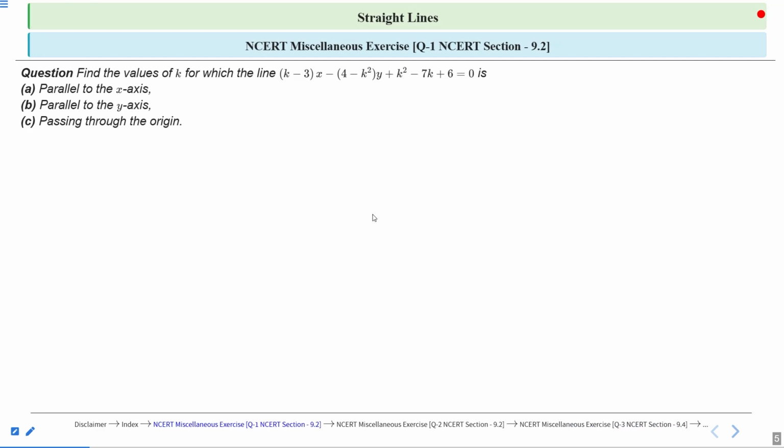Basically, in this question, we are given the equation of the line, and then we are given conditions. This equation of the line is parallel to the x-axis, and we have to find the value of k. And then if this equation is parallel to the y-axis, what is the value of k? And third, in part C, if this equation is passing through the origin, the point 0, 0, then what will be the value of k? That we have to find here.